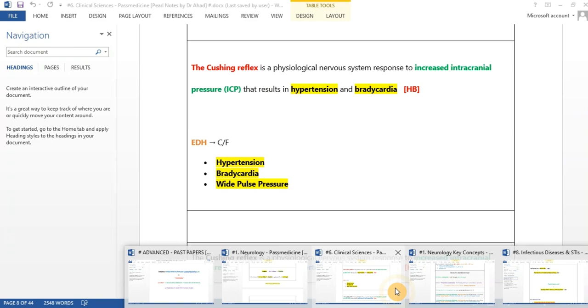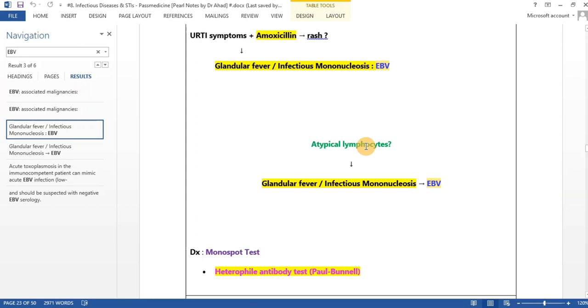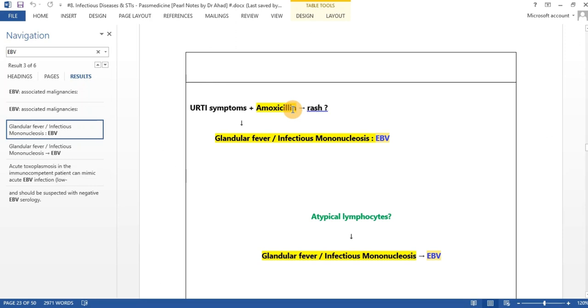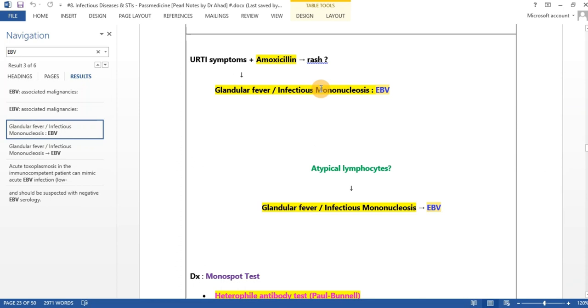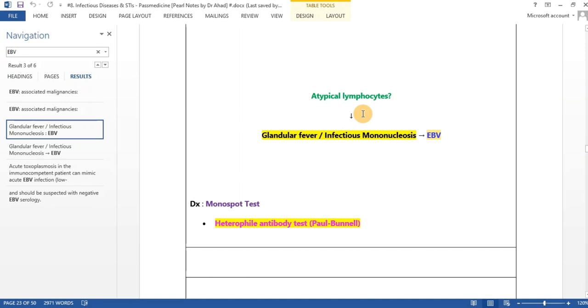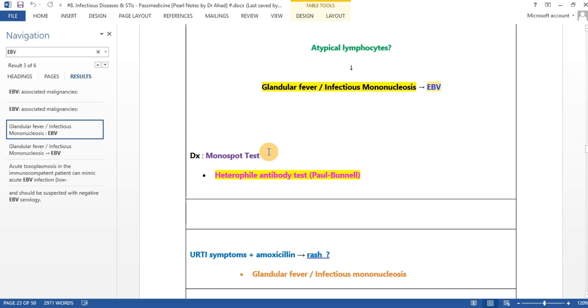So the atypical lymphocyte points towards glandular fever or infectious mononucleosis due to Epstein-Barr virus infection. And also the upper respiratory symptoms treated with amoxicillin. If the patient comes up with the features of rash, think of glandular fever or infectious mononucleosis due to Epstein-Barr virus. And atypical lymphocyte is always pathognomonic of the Epstein-Barr virus. And the diagnostic test of choice would be the monospot test, known as the heterophil antibody test or Paul Bunnell test.